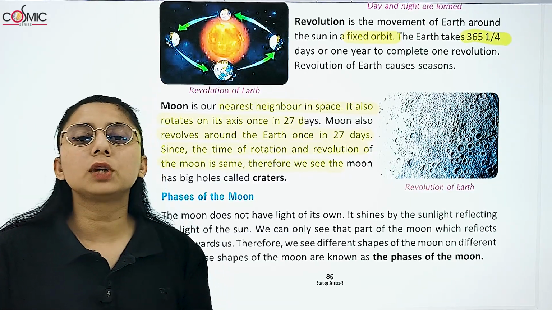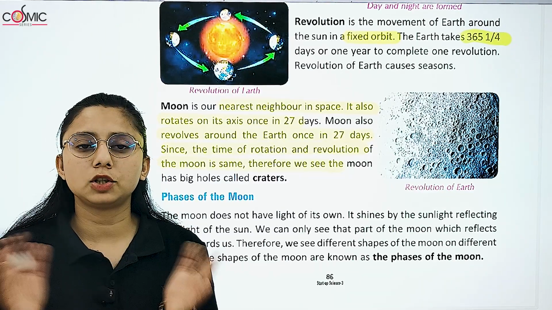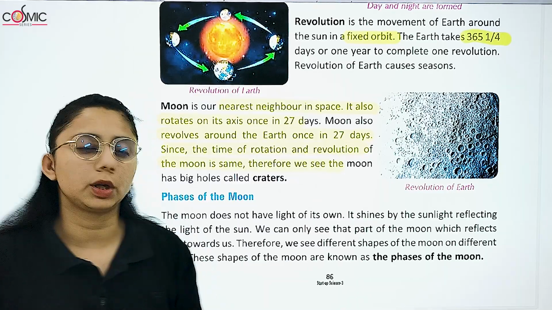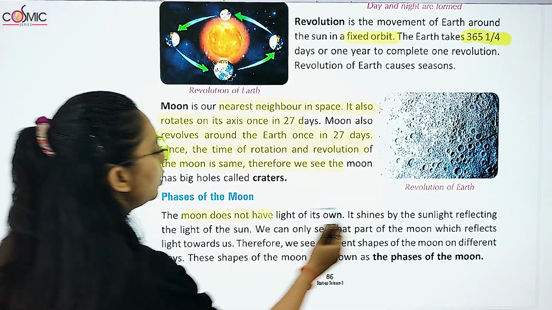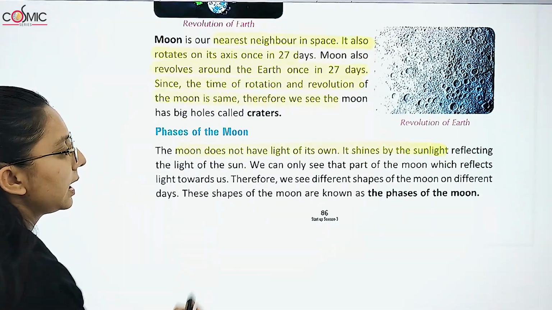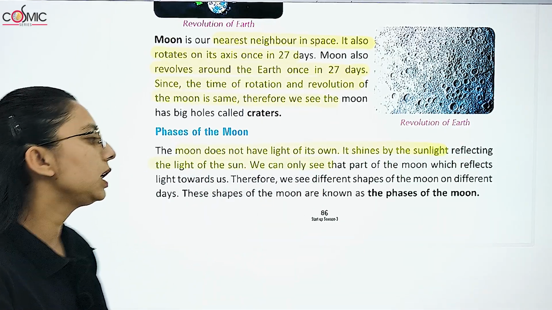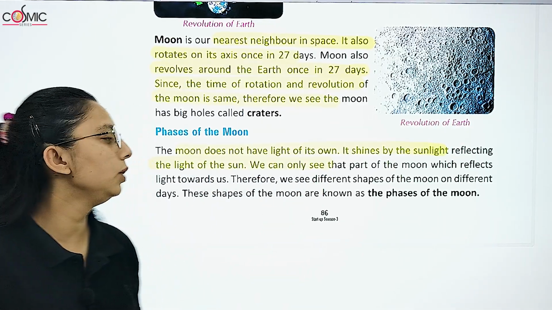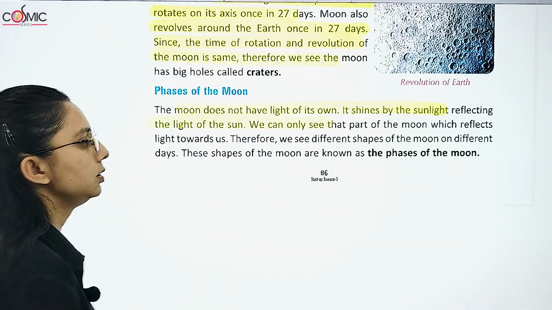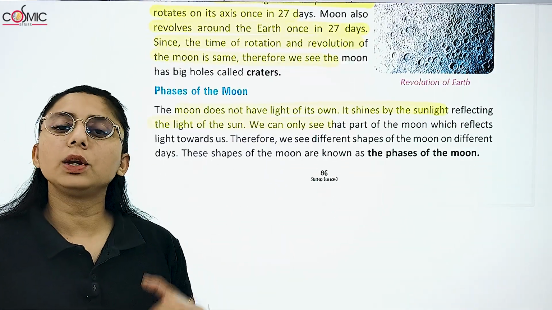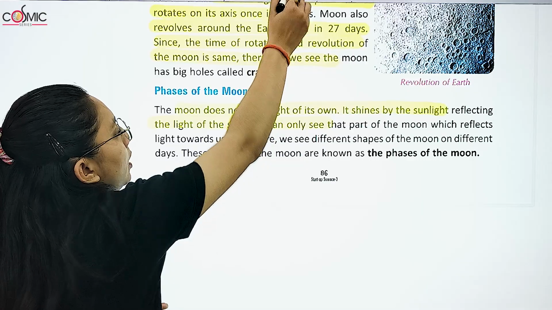Now phases of moon. The moon changes its shape from time to time. So we can say the moon does not have its own light. It shines by sunlight, reflecting the light of the sun. So we can see only the part of the moon which reflects light towards us. Okay, we can only see the part on which light is reflected.